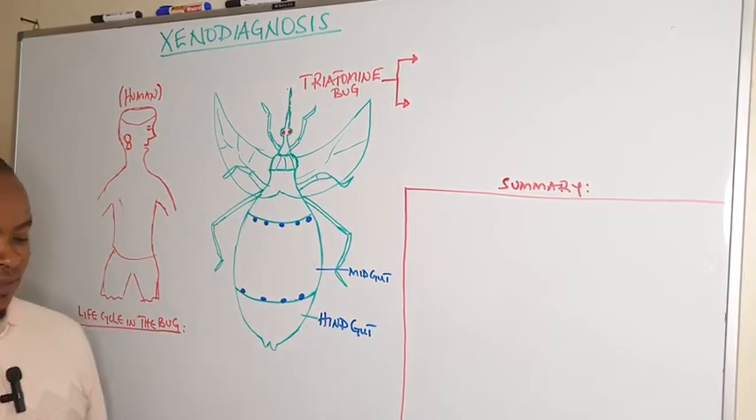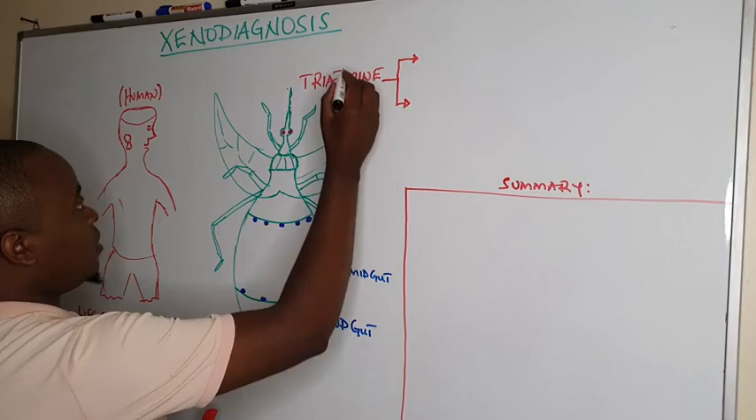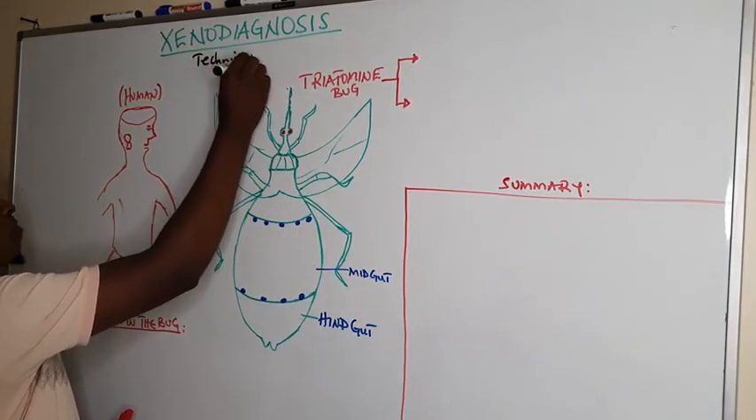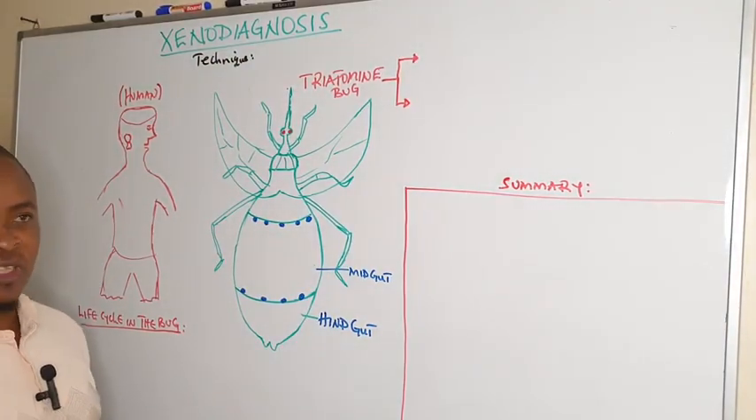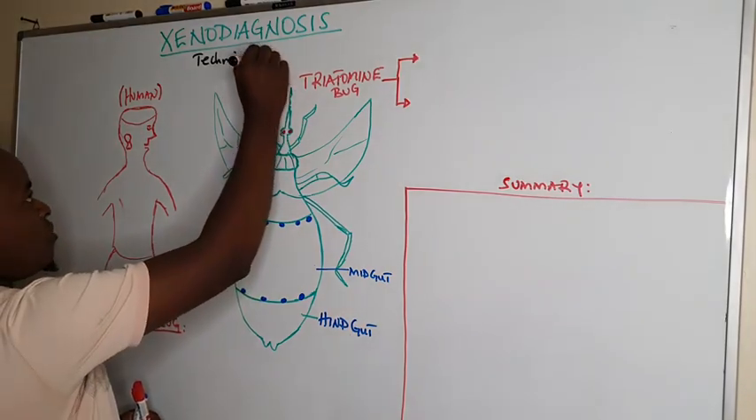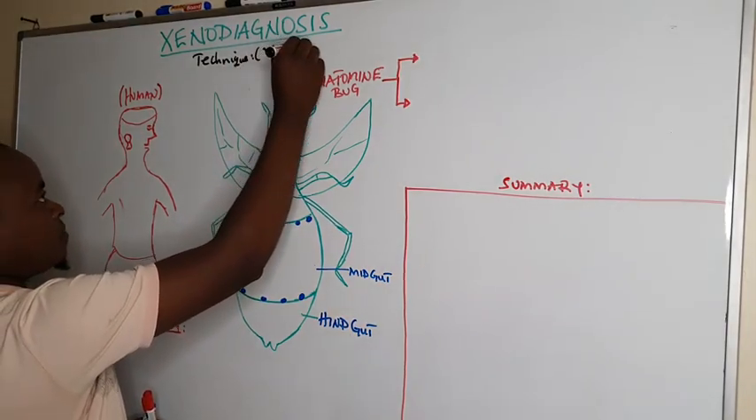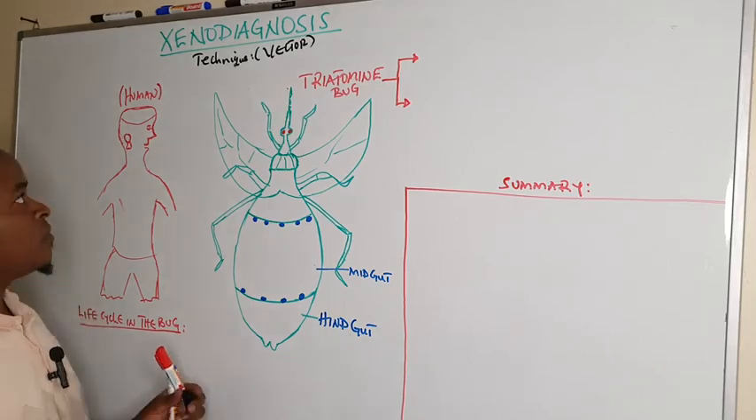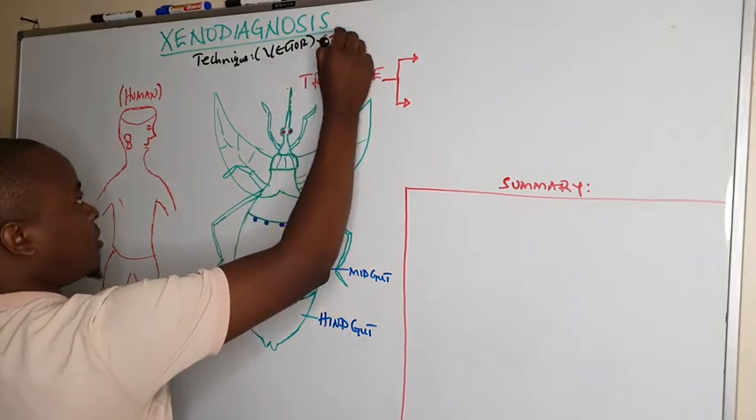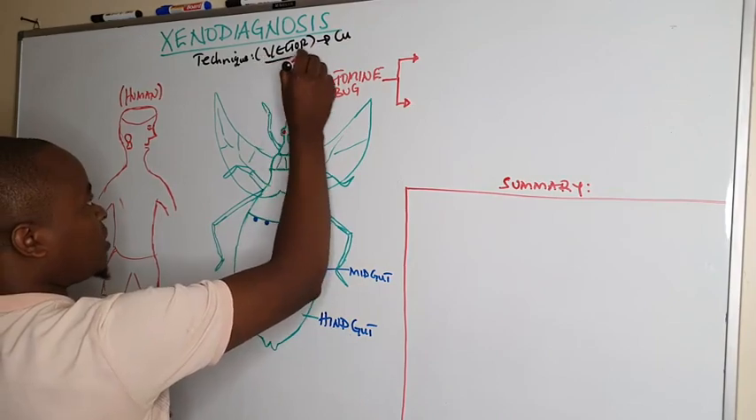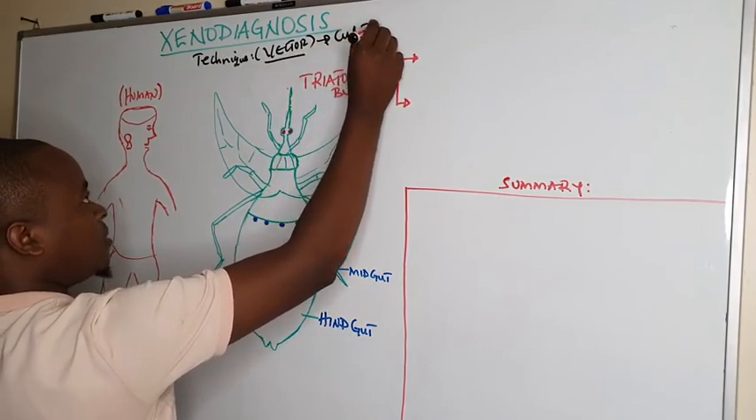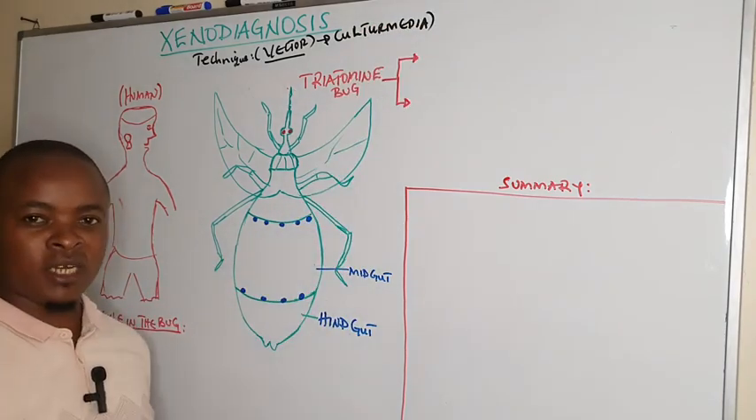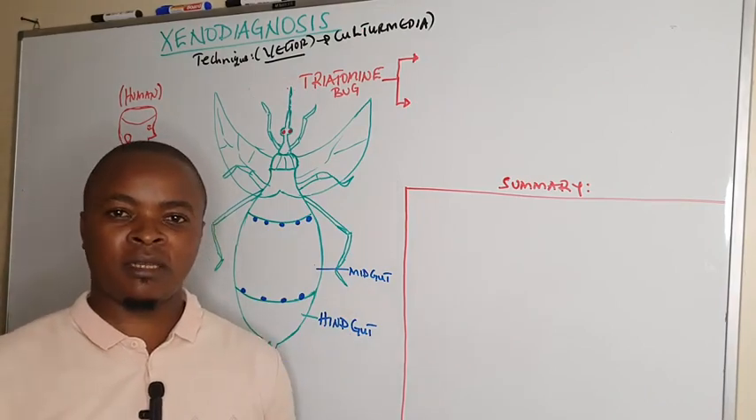Xenodiagnosis is a lab technique or method whereby we use a vector, an insect vector, for example, a triatomine bug, for culturing. So we are using a vector as a culture medium so that we multiply these organisms for easy examination.